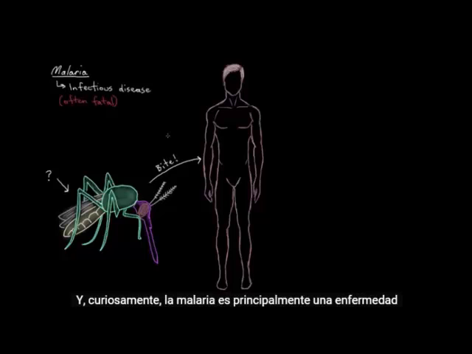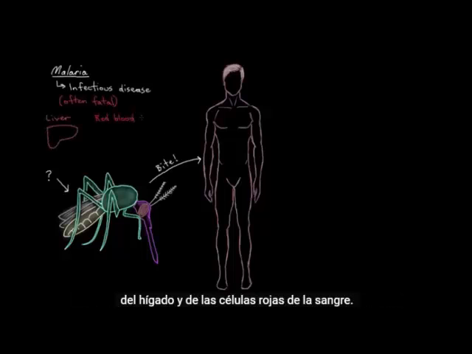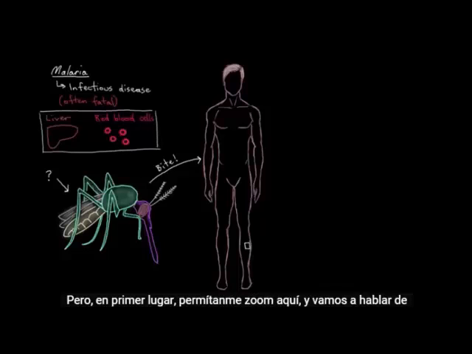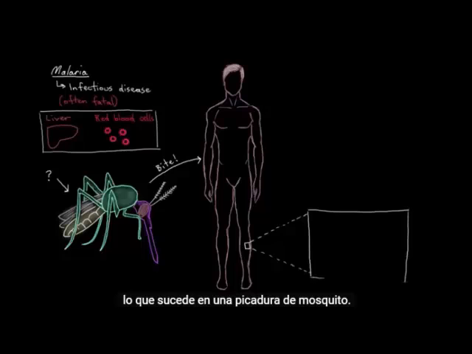And interestingly, malaria is primarily a disease of the liver and of the red blood cells. And as you'll see in a few minutes here, this kind of explains some of the symptoms that we see in malaria. And we'll talk about those a little bit later on. But first, let me zoom in here and let's talk about what happens in a mosquito bite.